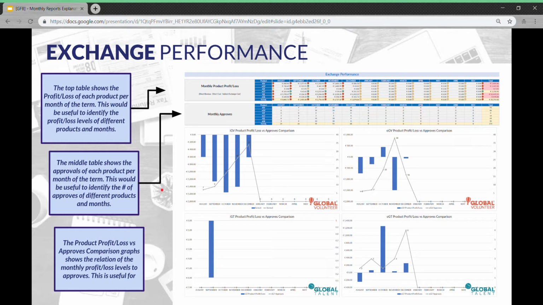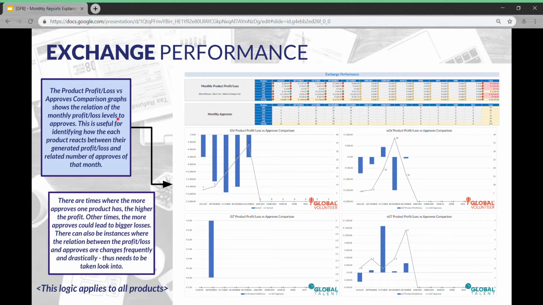So, question: would there be some certain discrepancy when we're going to compare to expa? Maybe there can be, but we base the approval numbers based on DAAL itself. Now, the product profit loss versus approved comparison graphs, with the ones that you're seeing right now here, show the relation of the monthly profit loss levels to approves. This is useful for different comparison in terms of how your monthly product loss and approves are relevant and affect your financial sustainability in your term.